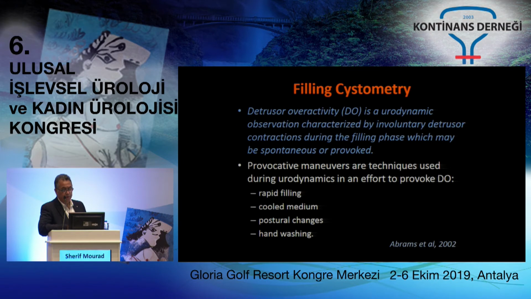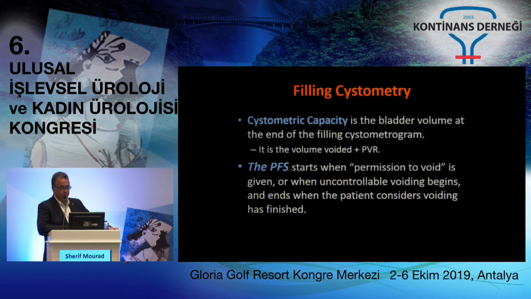Detrusor overactivity is a urodynamic observation characterized by involuntary detrusor contraction during the filling phase, which may be spontaneous or provoked. You cannot say that the patient has detrusor overactivity clinically; you have to do urodynamics. Provocative maneuvers are techniques used during urodynamics in an effort to provoke detrusor overactivity, like rapid filling, cold medium, postural changes, or hand washing. Cystometric capacity is the bladder volume at the end of the filling cystometrogram, and it is the voided volume plus the post-voiding residual.